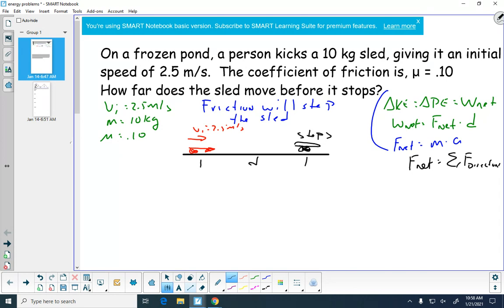When it stops, what's our final velocity, Lucas? 0. So we know final velocity is equal to 0 meters per second. Why? Because it stops. I have a mass. I have both velocities, initial and final velocity. What value can we find over there to the right?